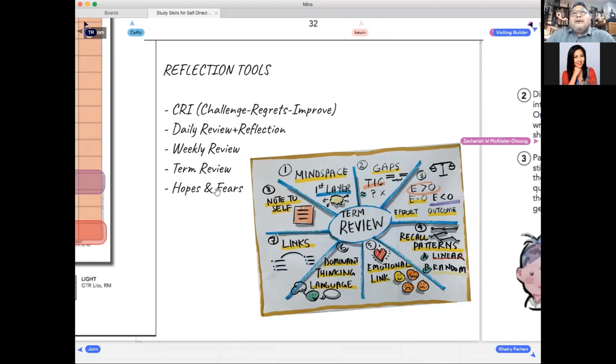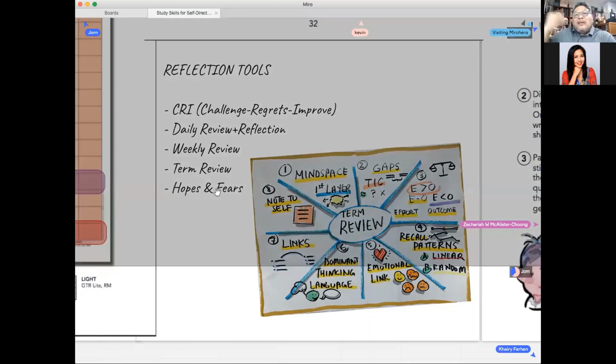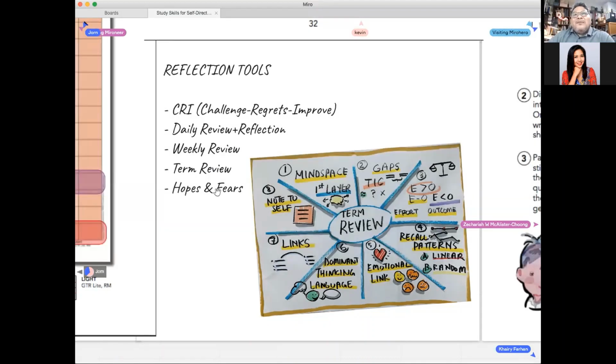Last year, I think early last year, we introduced the term review. Right? It was something new. We wanted students to see how much of the learning that they have done for the term sticks with them at the end of the term, right? And when they were reflecting, that is where we realized that they could have 8 applications to their reflection.